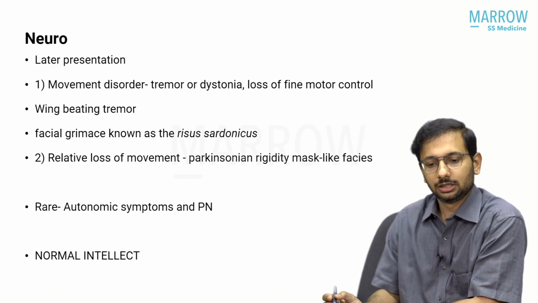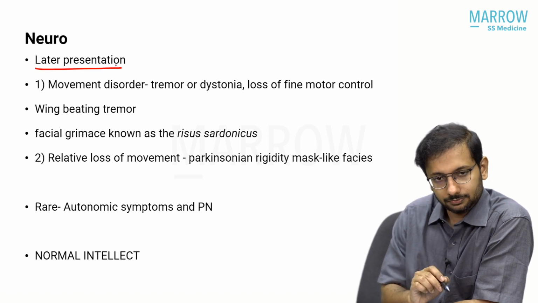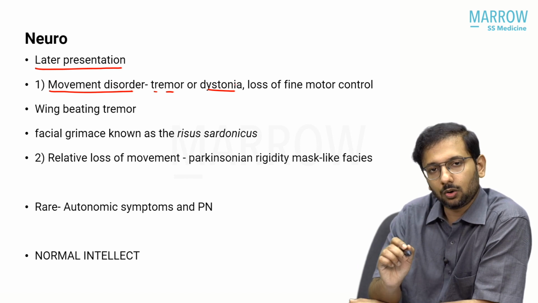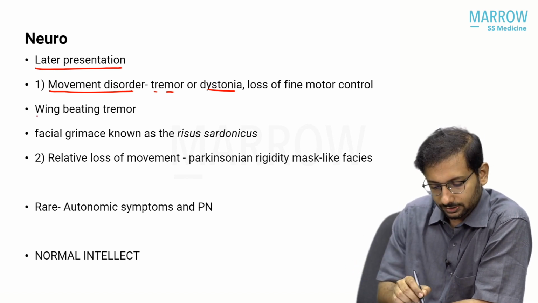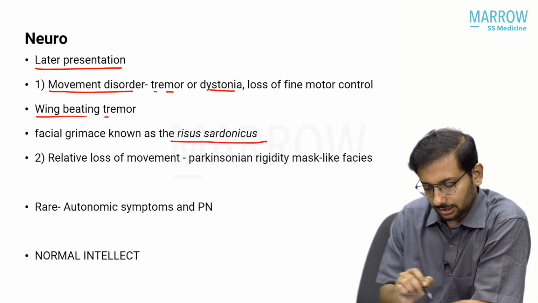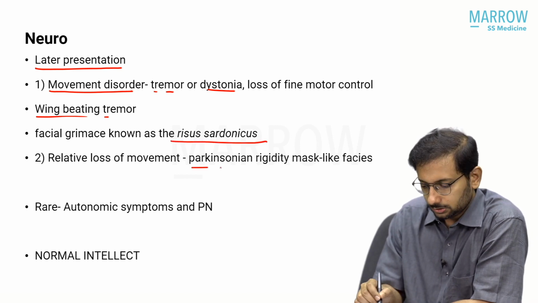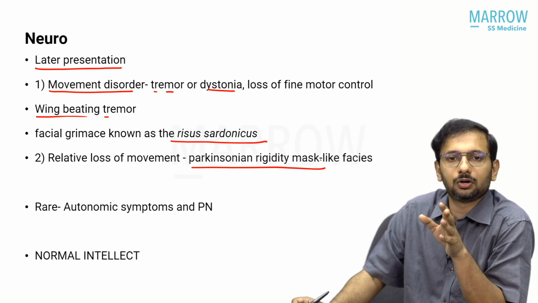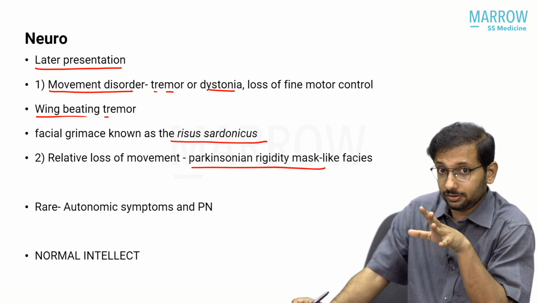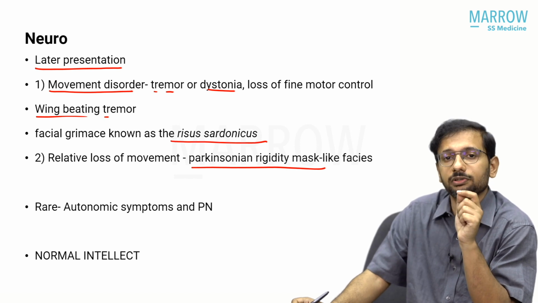Coming to neuro-Wilson's, neurologic generally presents later and presents with movement disorder, tremor or dystonia with a loss of fine motor control. You can have classically wing beating tremor or a facial grimace known as risus sardonicus. You can have Parkinsonism, rigidity and mask-like facies mainly because of the deposition of the copper in the basal ganglia. Rarely you can have peripheral neuropathy as well and autonomic features.